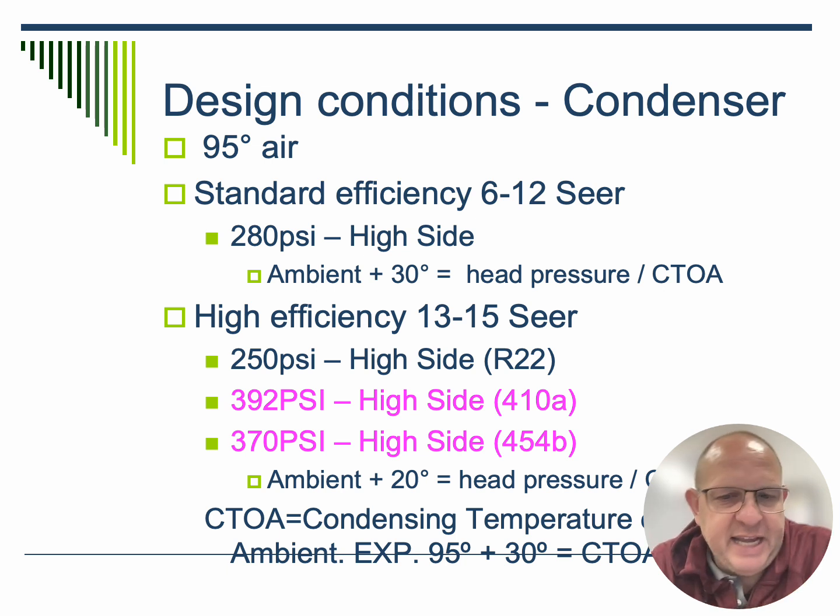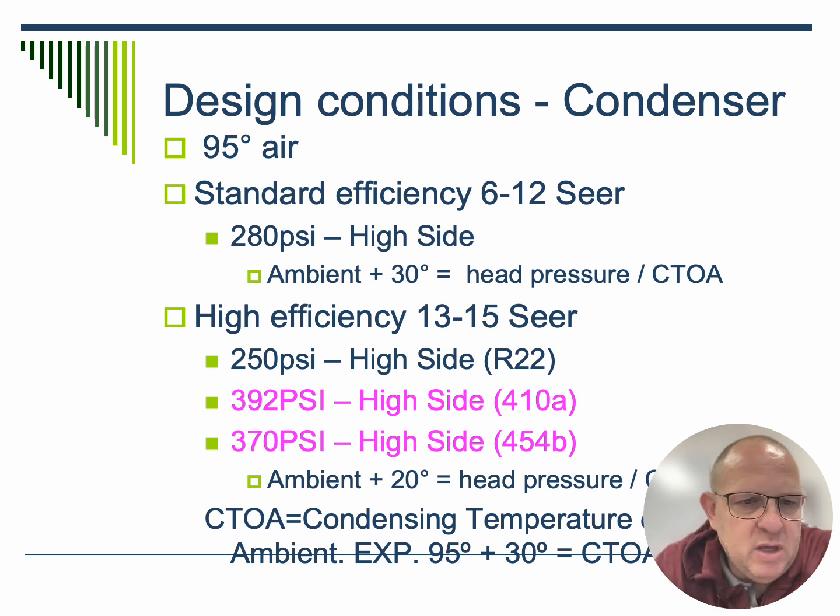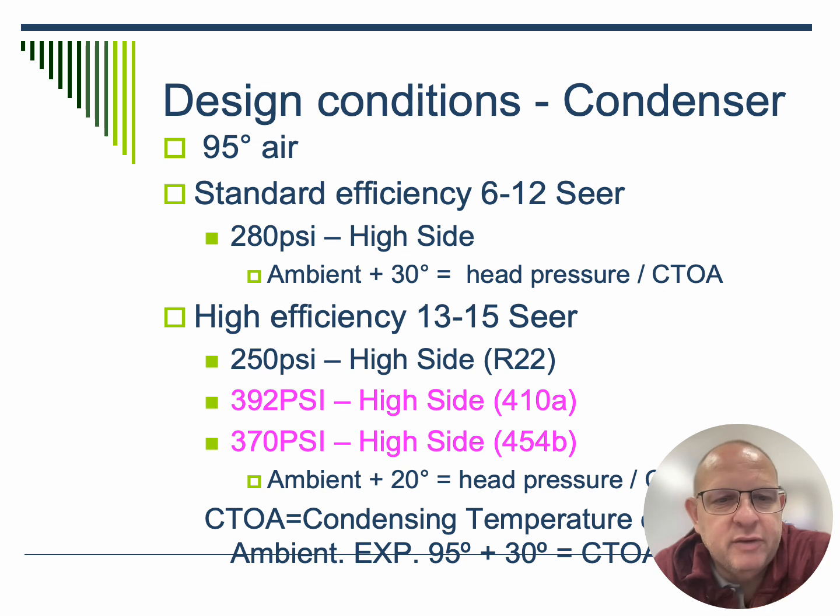So let's say that we had a standard efficiency unit between 6 and 12 SEER, and we had 280 psi on the high side. Well, what we would want to do is take ambient temperature and add 30 degrees to that ambient temperature. So 95 plus 30 would give us 125 degrees on the high side, and that'd be our condensing temperature. And then we would convert that back to a head pressure. And we would find that for a standard efficiency unit running 6 to 12, running R22 inside of it, we would be running roughly around 280 psi on that system.